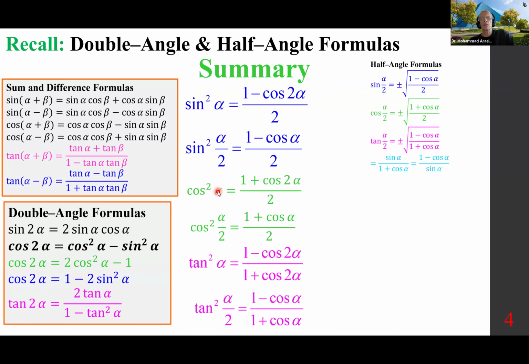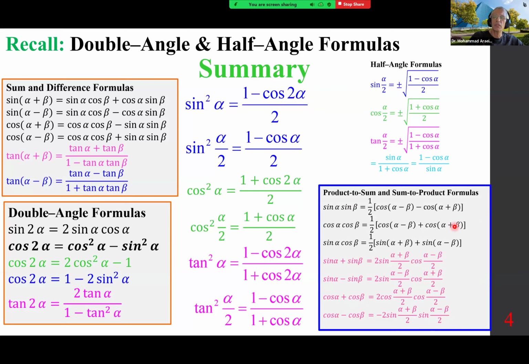So to take sine of alpha over 2 or cosine of alpha over 2, we go with plus minus. And based on the quadrant it belongs to, we make a decision for the sign. And briefly, this concept of product to sum and sum to product formulas.